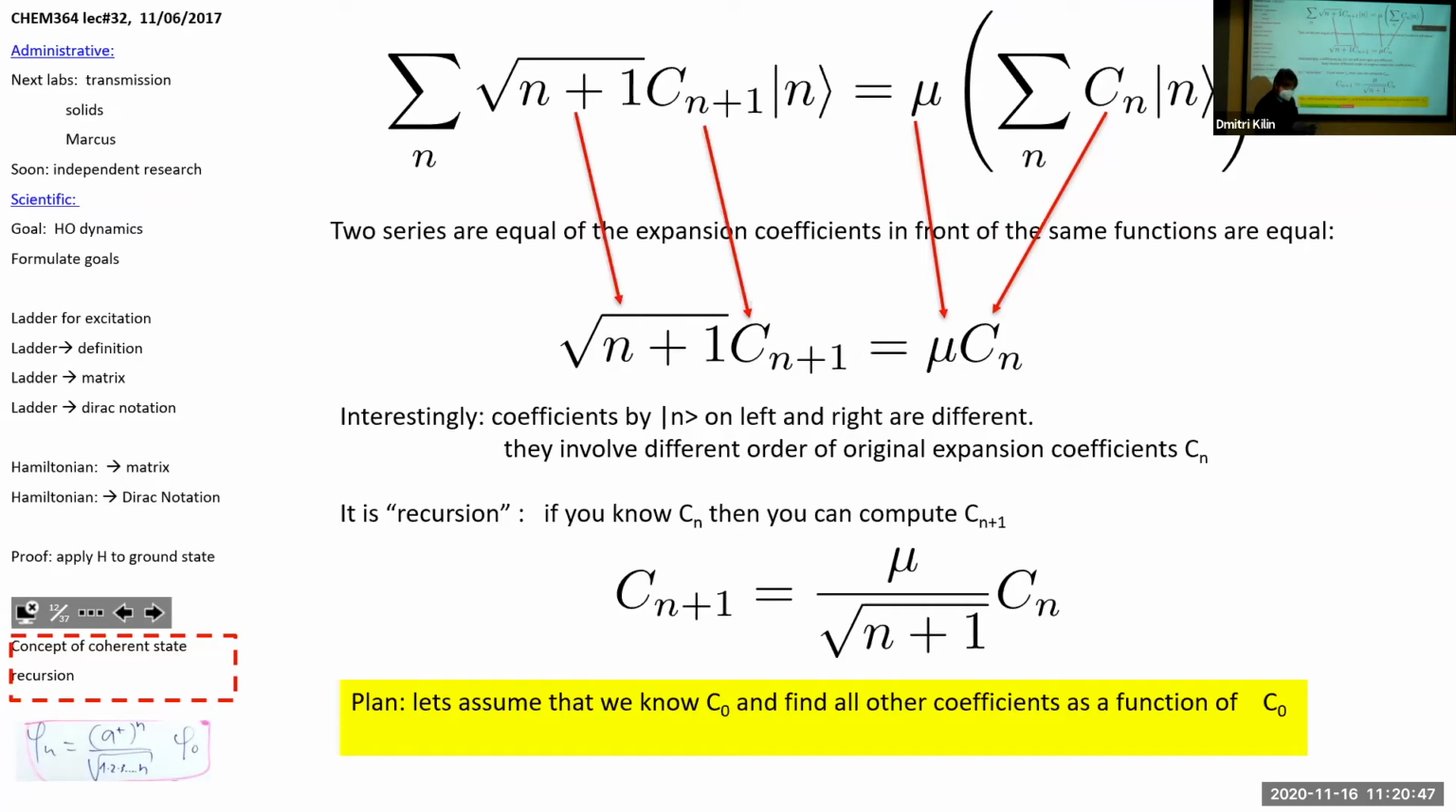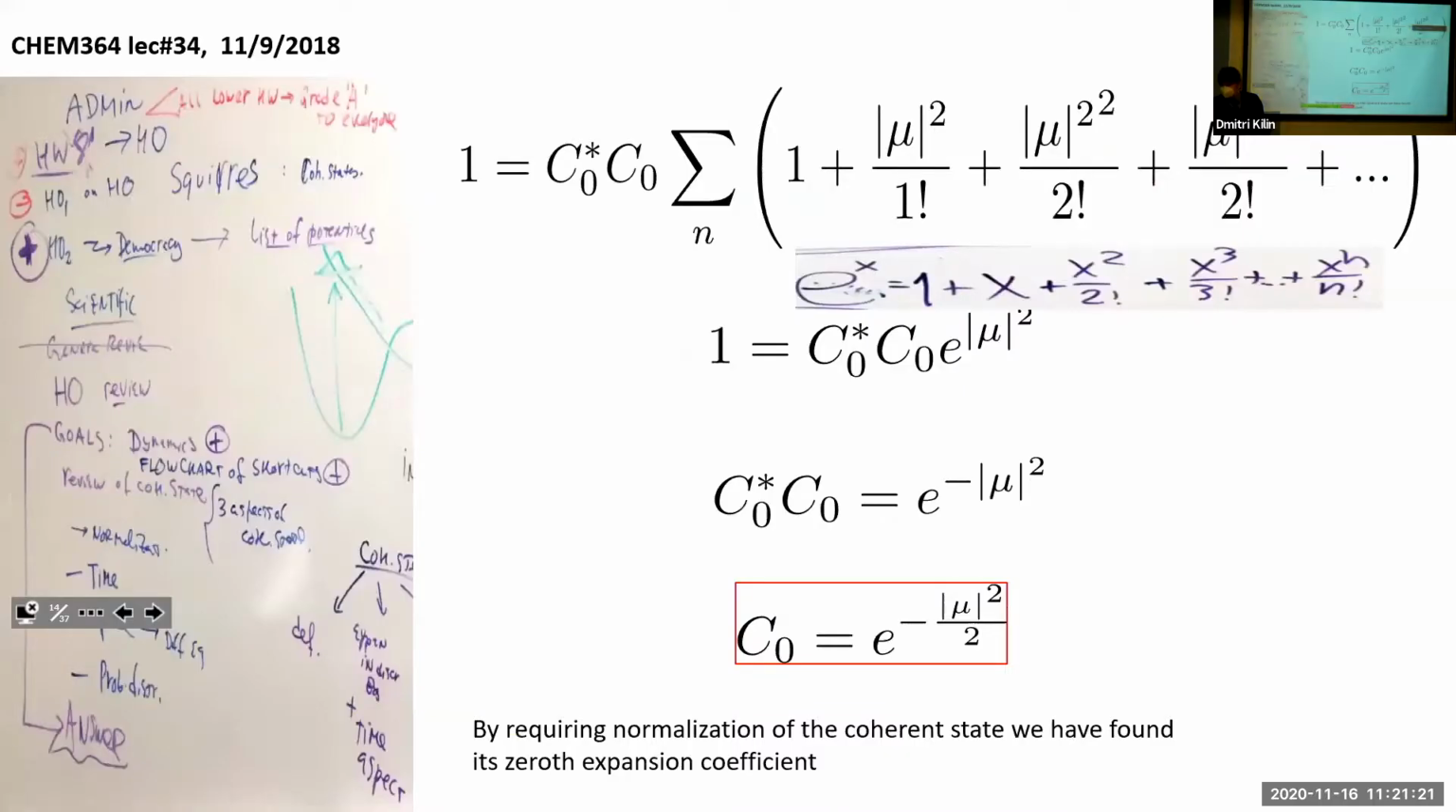Two or three meetings ago, we were looking for eigenstates of the annihilation operator in a discrete basis. We found that the expansion coefficients of this unknown eigenstate obey a recursion relation. Recursion means return to itself again and again. This connection of lower order to higher order allows us to find everything if you know the very lowest one, C naught. In order to find C naught, we used the normalization condition.